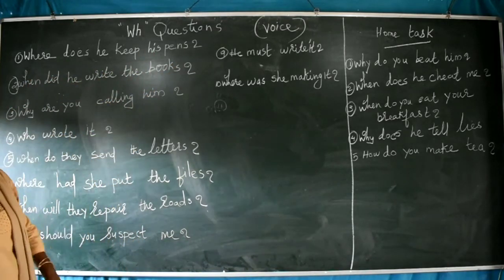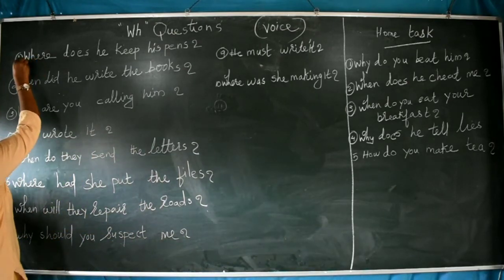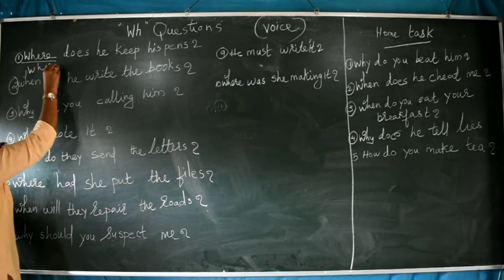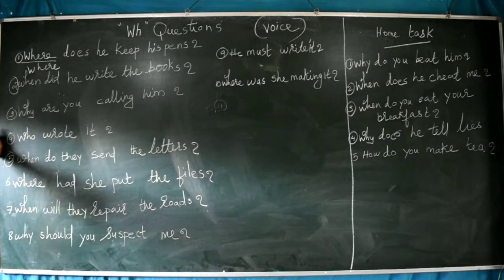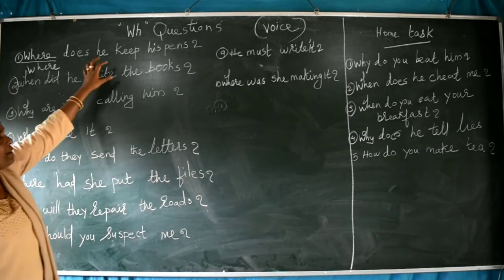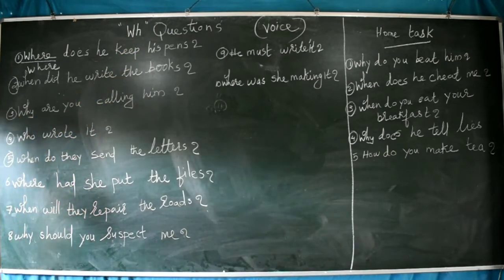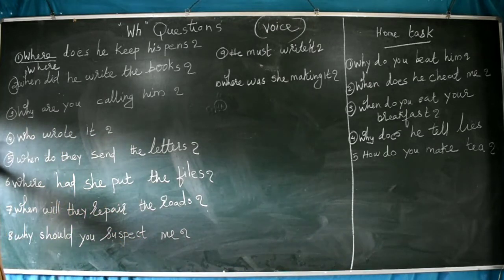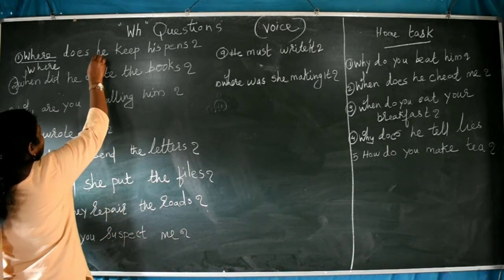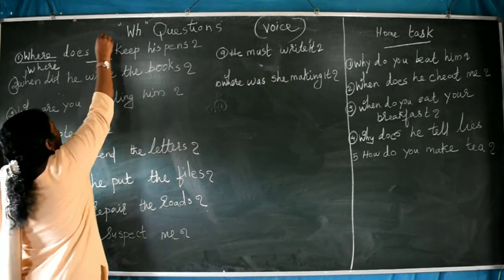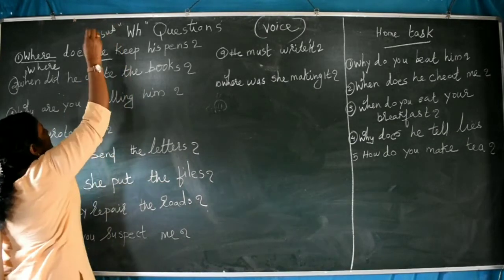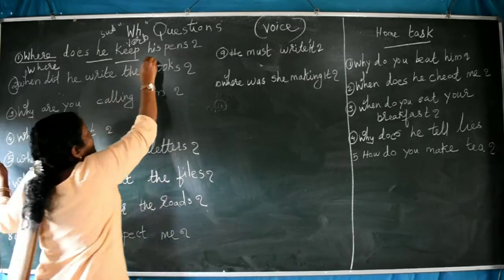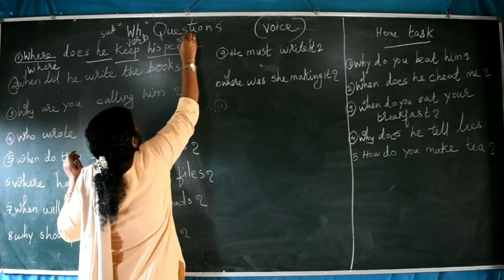So the first step is, we will write the question word where, W-H-E-R-E, at the beginning. After that we will have a look at the sentence. What you have learned earlier, identification. So you have to identify subject, verb, object. Here, he, this is the subject. After that, keep, this is the verb. And the object is his pens.